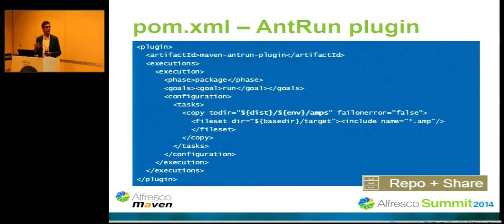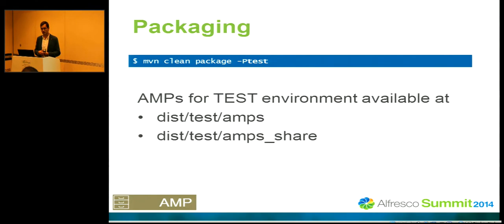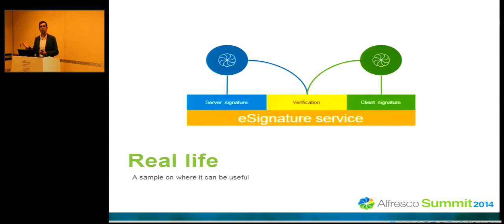And then finally, we are moving all these AMPs to a folder in the same structure as Alfresco, amps and amps_share. So we can use the values in both modules, in repo or in Share, in the common way, maybe injecting in a Spring bean or in a message or in another common way. And by packaging with one parameter, we can have ready-to-deploy AMPs per environment, with a test artifact, a pre artifact, and a pro artifact.